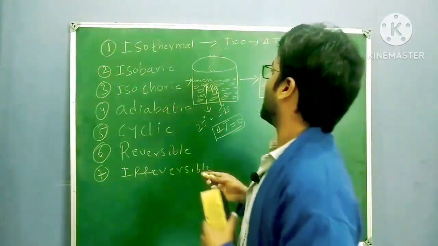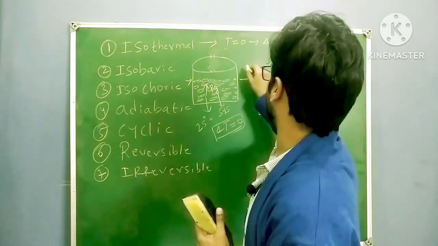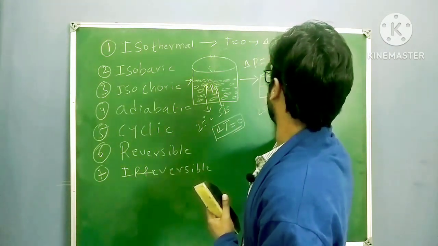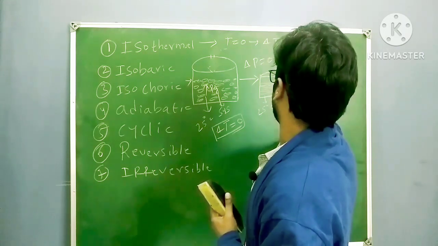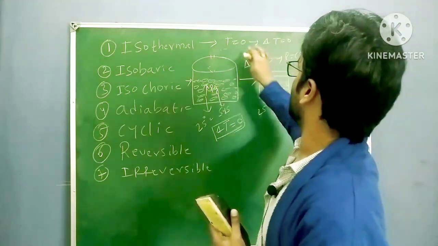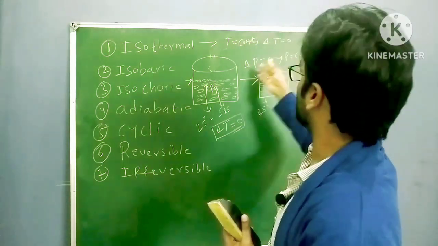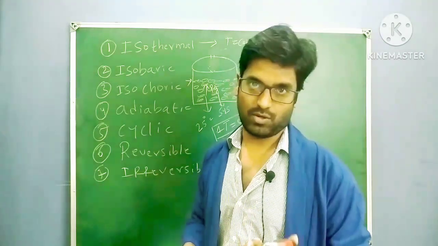So in an isobaric process, delta P equals 0. Delta P equals 0, P equals constant. Pressure of the system is constant. Here pressure is constant. Delta P equals 0.